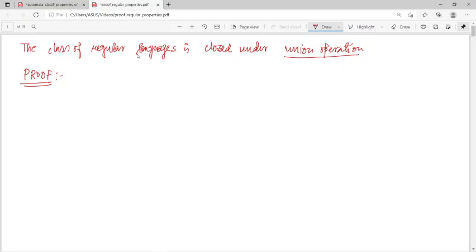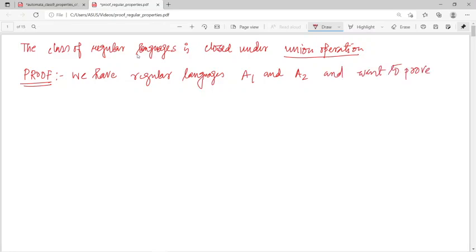আমরা কিভাবে লিখি প্রুফটা? ধরো আমরা এইভাবে লিখি, we have regular languages, say we have regular languages A1 and A2, and we want to prove that A1 union A2 is regular.